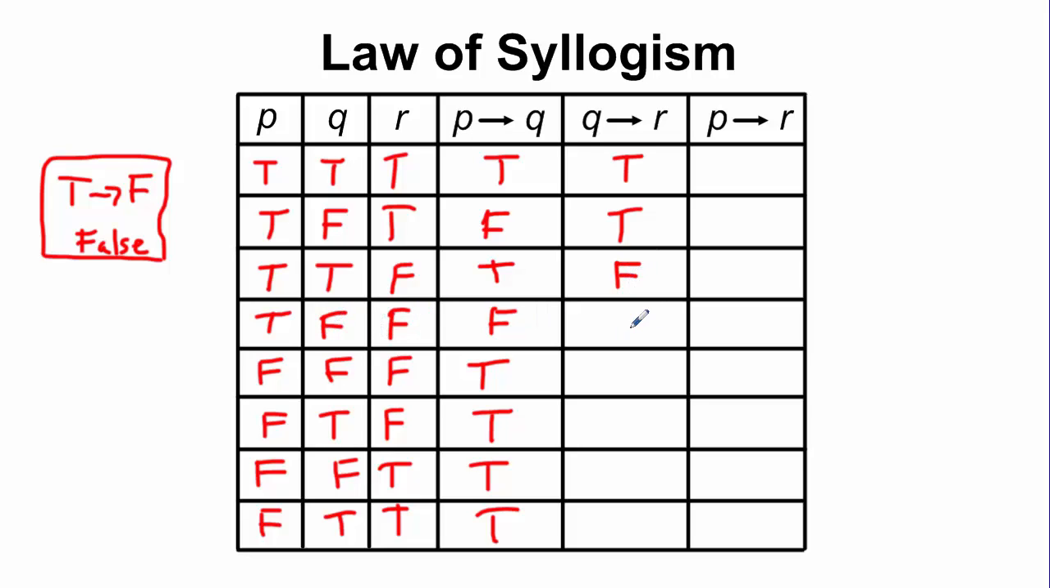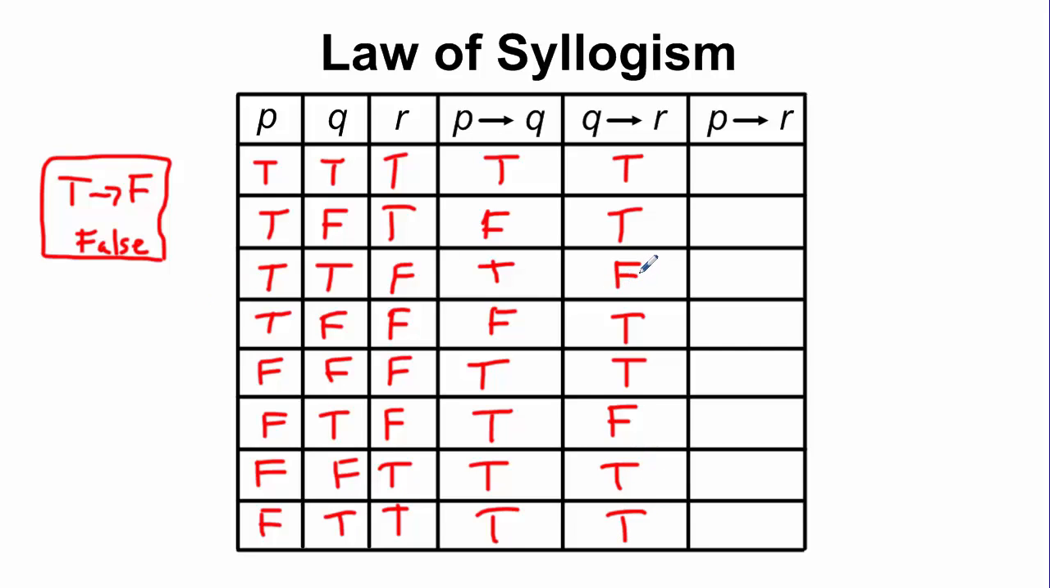This is false with false, so that overall conditional statement is true. False and false again, so that's true. Here I have true implies false, which is false, so I know this is a false conditional statement. False with true is a true conditional statement, and true with true is a true conditional statement.